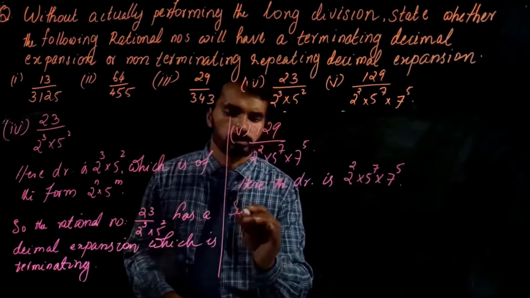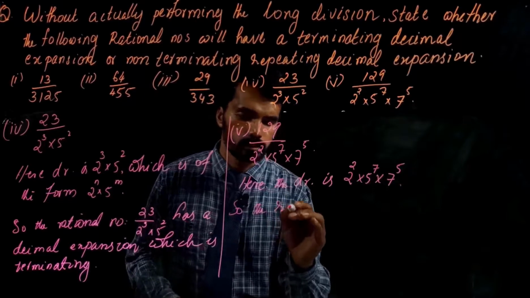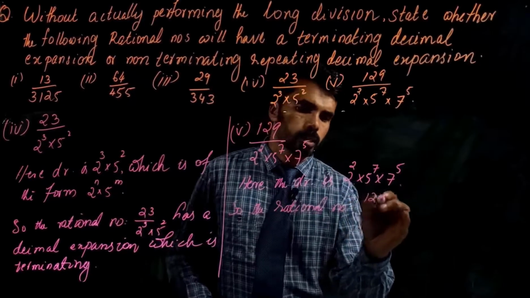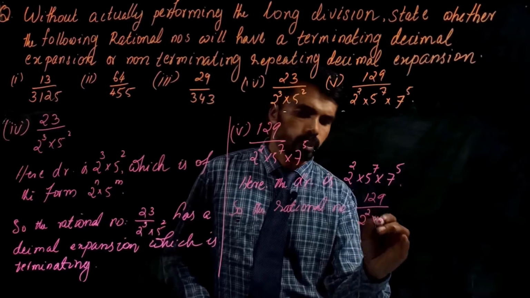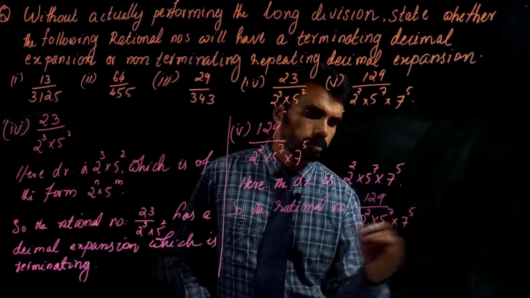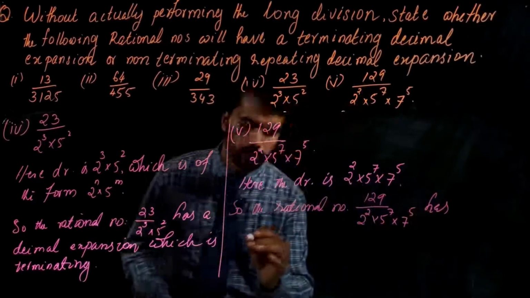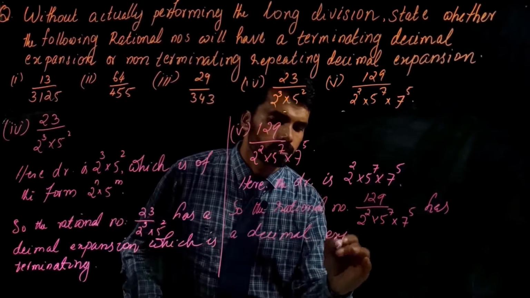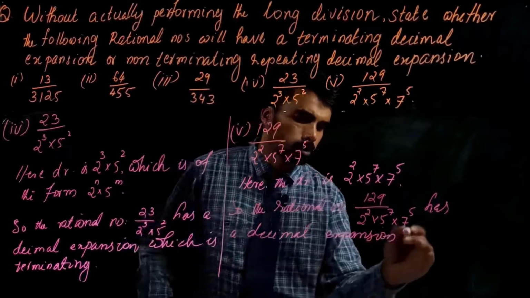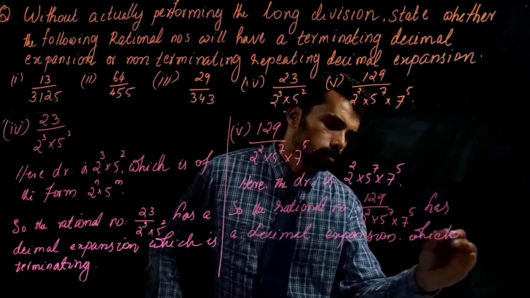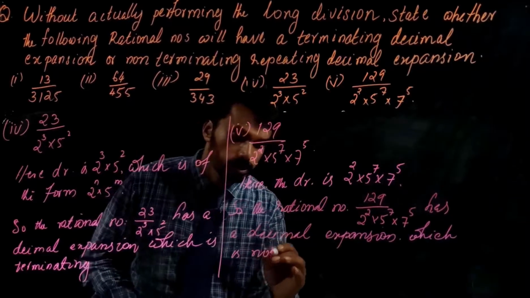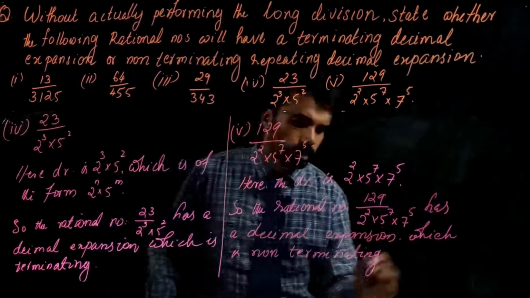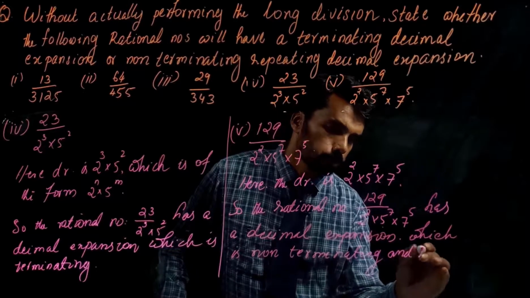So the rational number 129 divided by 2 squared into 5 raised to 7 into 7 raised to 5 has a decimal expansion which is non-terminating and repeating.